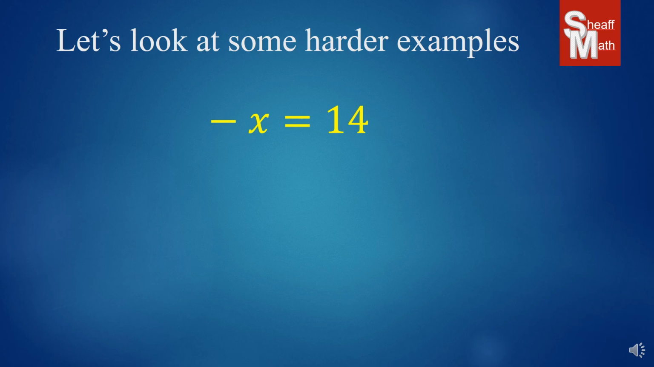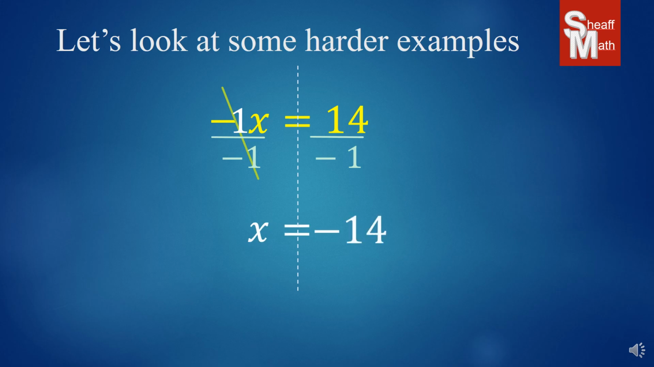Now this one seems to always give students problems. Negative x equals 14. Well, what number are we really dividing out here? What is that all about, right? Well, there's really a 1 in front of that x, right? And so that negative 1 is multiplying x. And what we're going to do is we're going to divide by negative 1 on both sides, canceling that out. And we get x equals negative 14.